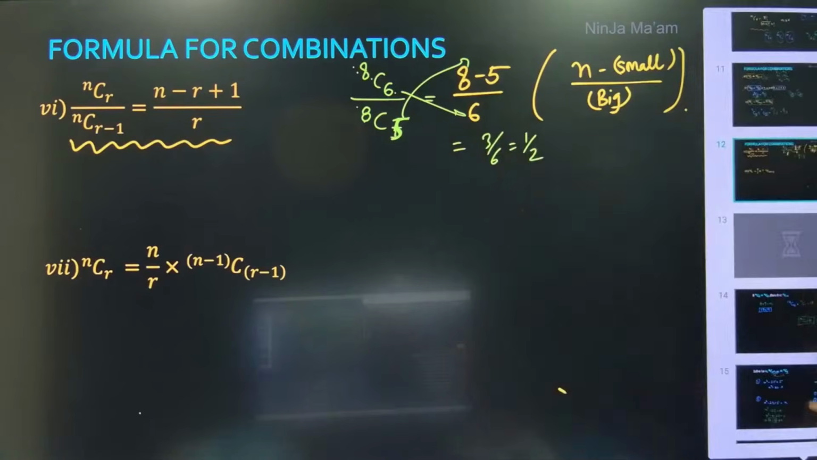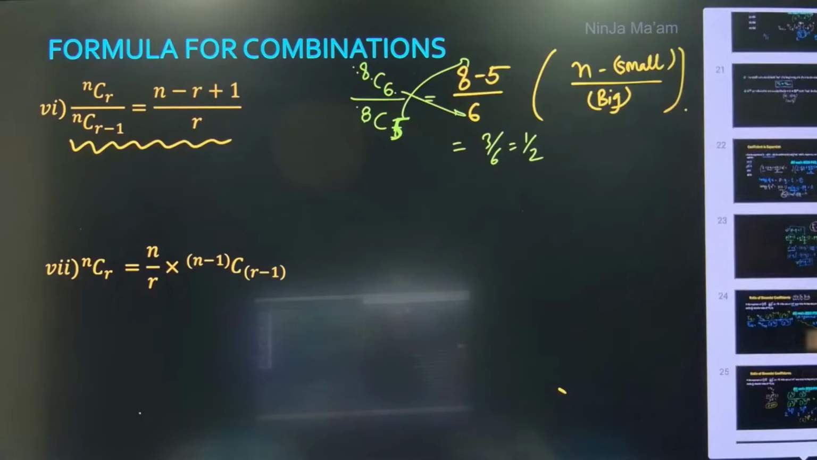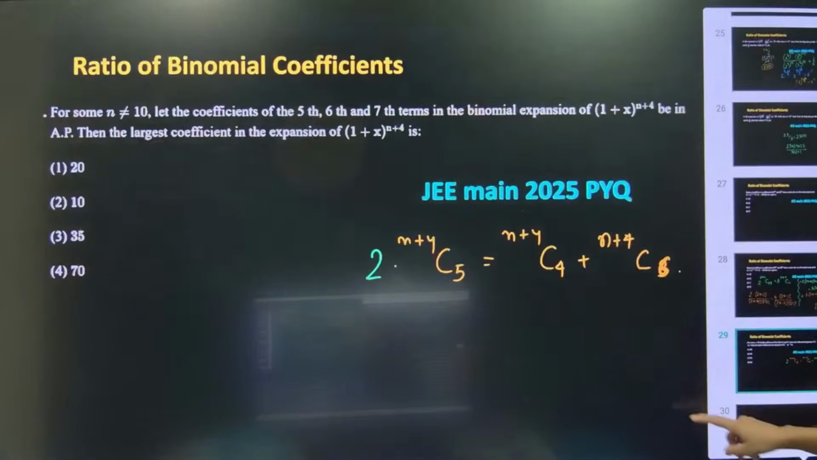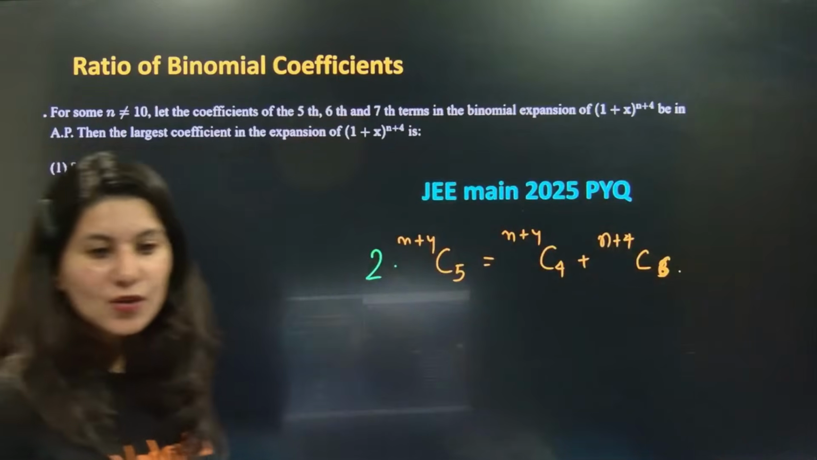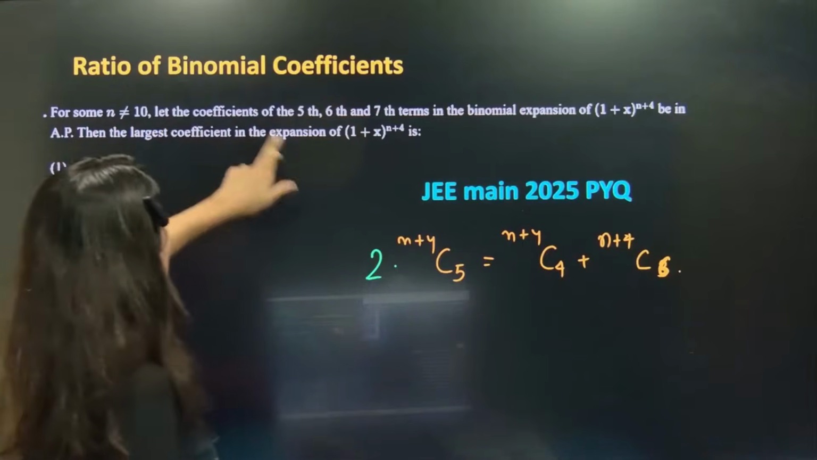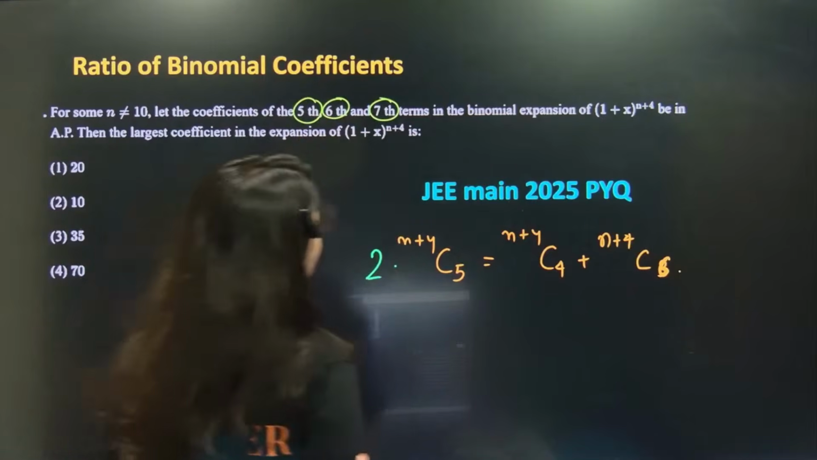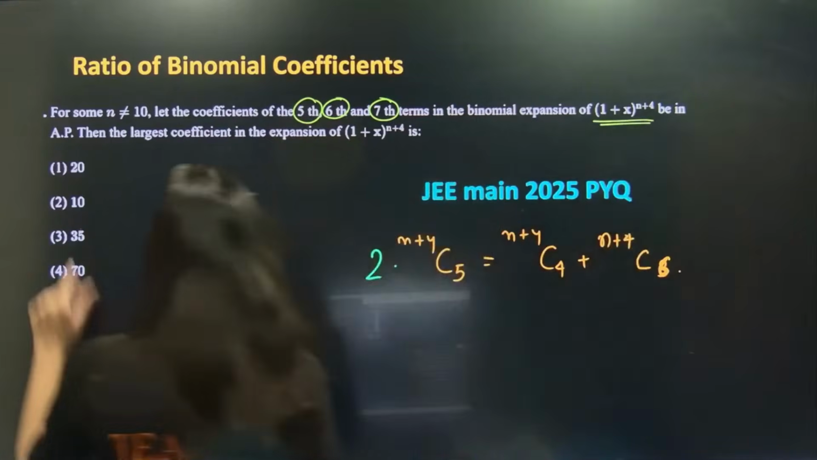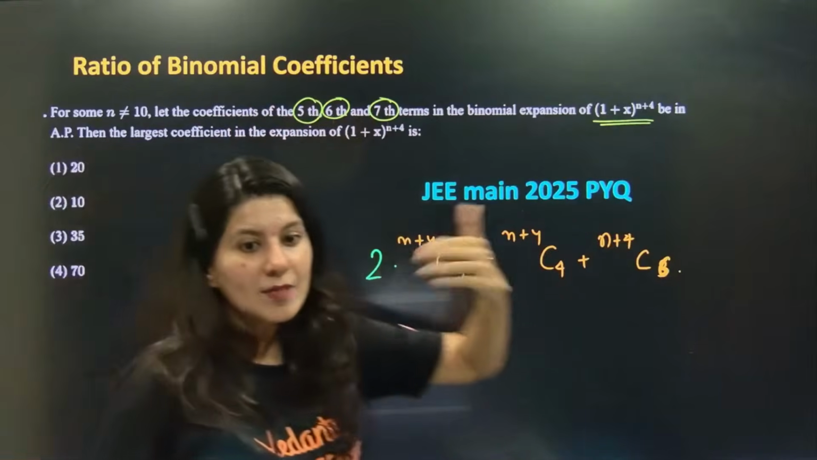If you understand this property, then I think these types of questions where ratios are involved will be much, much easier for you. Let me show you. This is the question, right? Ratio of binomial coefficients, correct? For some n not equal to 10, let the coefficients of the 5th, 6th and 7th terms in the binomial expansion of (1 + x)^(n+4) be in arithmetic progression. They are telling us the 5th, 6th and 7th terms are in AP.